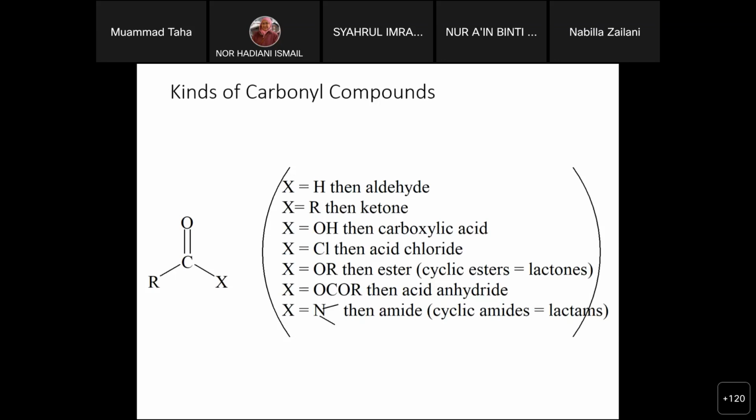An ester can be open chain, or it can be a cyclic ester like coumarin. Okay, it can be an acid anhydride when it is connected with the OCOR, and it can form an amide or lactam when this is attached with NH2 or a substituted NH, okay, primary or secondary amine. Next slide.